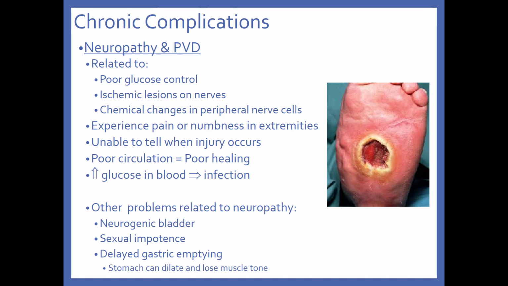Some other issues that are directly related to neuropathy: they can develop neurogenic bladder, sexual impotence, and have delayed gastric emptying, because it causes basically loss of the muscle tone of the stomach, causes it to dilate and lose muscle tone there. So it can delay gastric emptying.